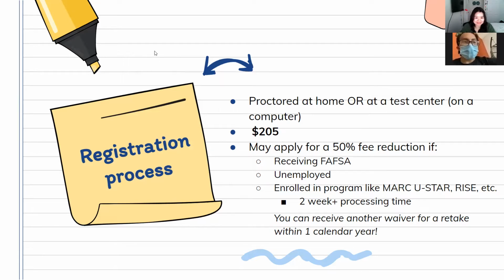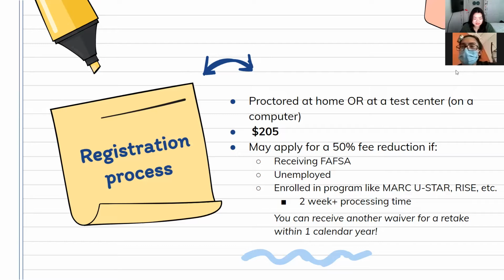So how do you register for the GRE? You can have it proctored at home or at a test center. Either way, I think it's going to be on a computer. The registration fee is $205. You can apply for a 50% fee reduction if you're receiving financial aid, if you're unemployed, or enrolled in a scholar-type program like MARC U-STAR, RISE. I think BUILD also counts, right? I think it should. You just have to look on their website for it. Make sure you allow for 2 weeks of processing time. And you can receive a waiver for a retake within 1 calendar year.